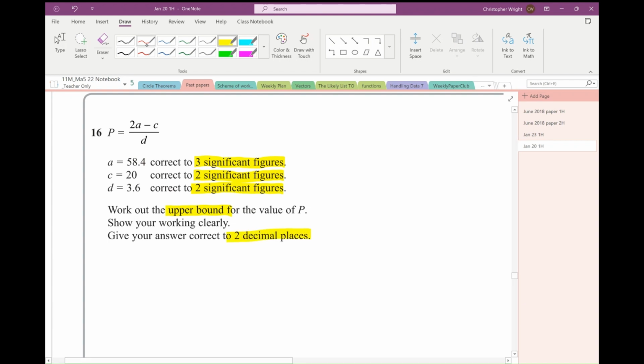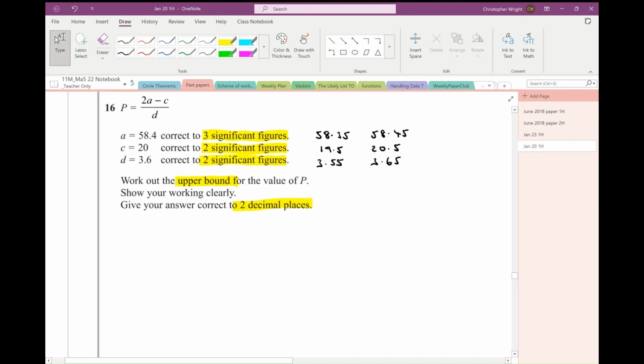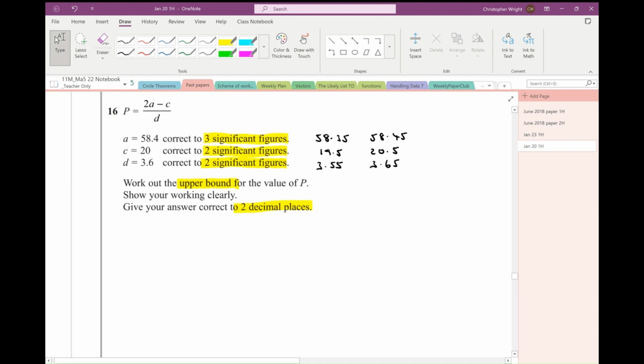Let's have a look. Well, first of all, let's just be clear that A could lie between 58.35 and 58.45. C could lie between 19.5 and 20.5. And D could lie between 3.55 and 3.65. Okay, good. Now we want P to be as high as possible. So we're going to take the highest possible value of A. Let's have a look.